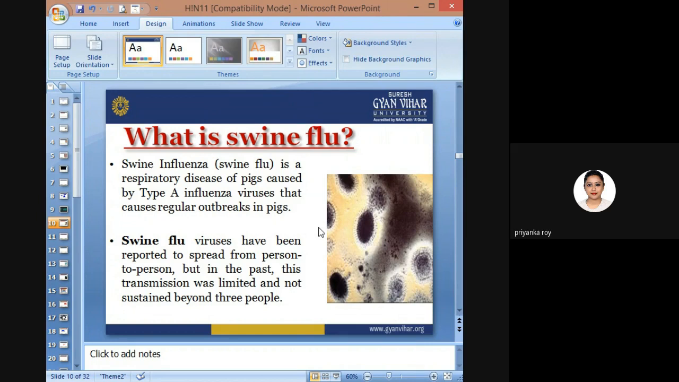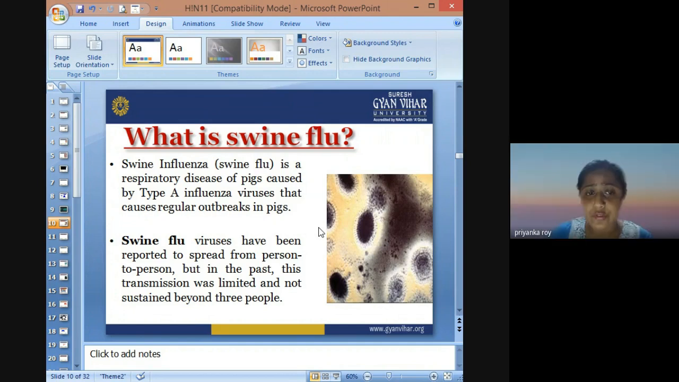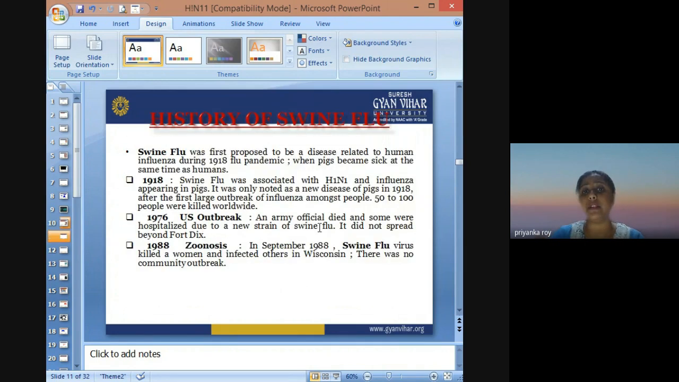So let's talk about swine flu. This is a case study about the H1N1 virus, also known as swine flu. Swine flu influenza is a respiratory disease of pigs caused by a type A influenza virus that causes regular outbreaks in pigs. Swine flu viruses have been reported to spread from person to person, but in the past it was only transmitted among animals.